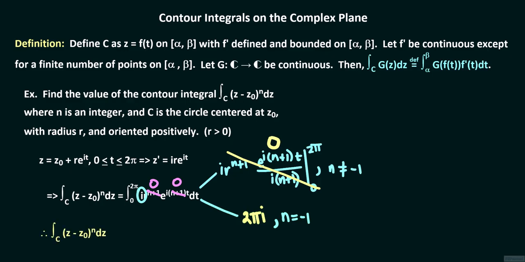Therefore, the contour integral of z minus z sub 0 to the nth power along C equals 0 when n is not equal to -1, and equals 2 pi times i when n equals -1.